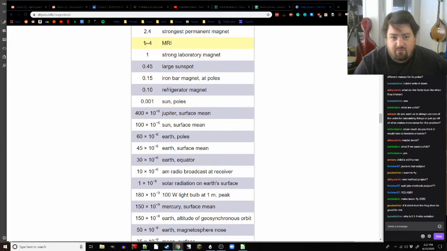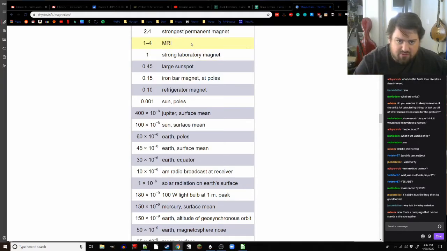Oh, for an MRI, 1 to 4? I would say there's just different models of MRI machines, and they're doing different things. So probably the really strong ones are used for really deep scans, whereas the weaker ones are used for shallower scans. I'm sure it's variable.